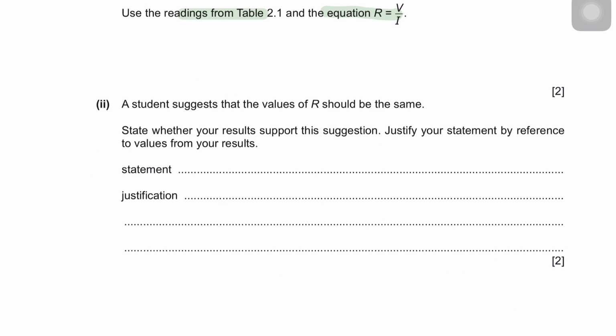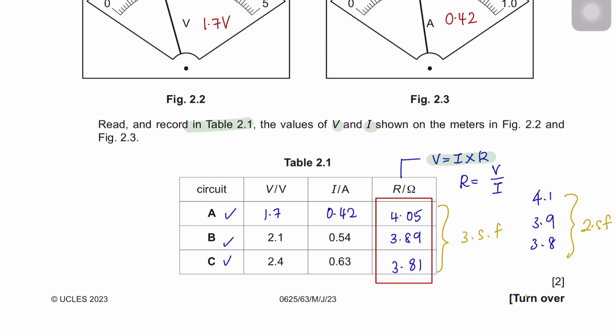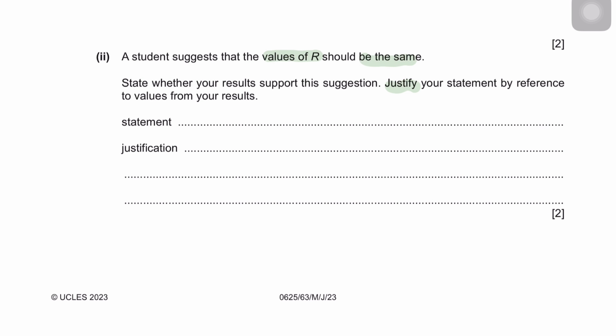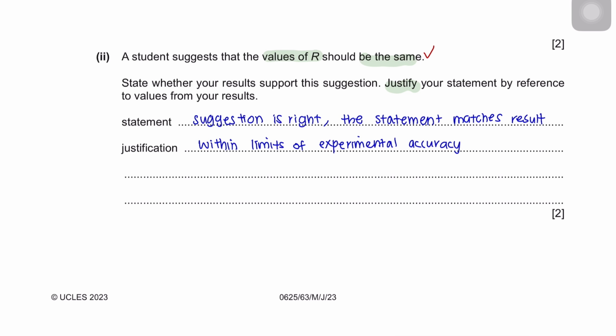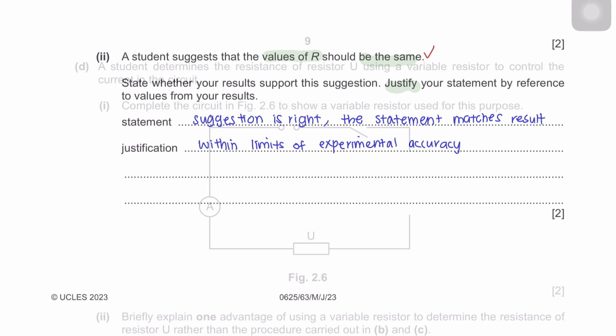A student suggests that the values of R should be the same. State whether your results support this suggestion. Justify your statement by reference to values from your results. As you can see here, the values of R are not too far apart from each other. The average roughly looks like 3.9. So this means that the student's suggestion that R should be the same is correct. And for justification, you could say that the values are within limits of experimental accuracy.